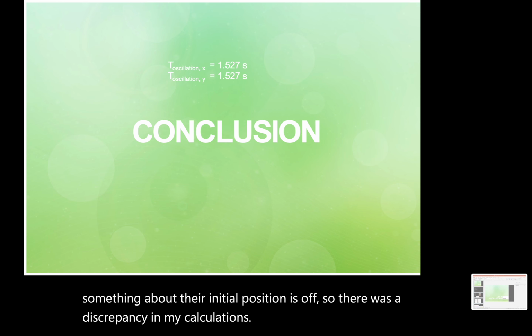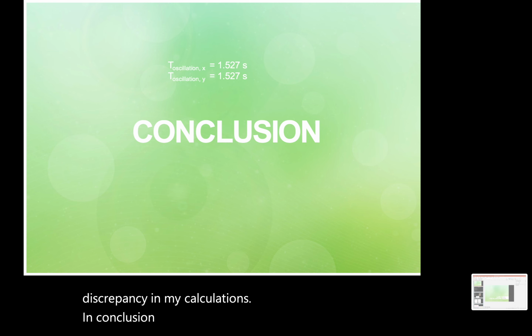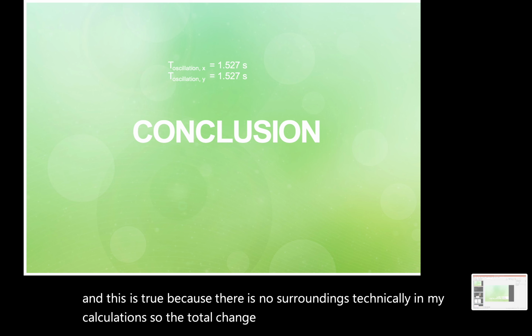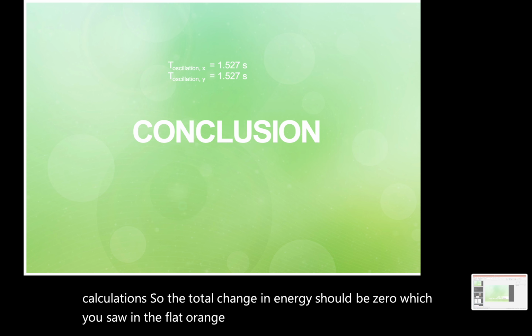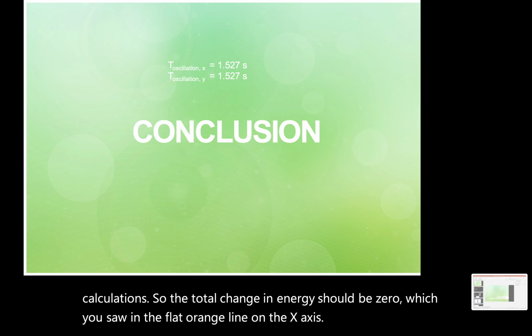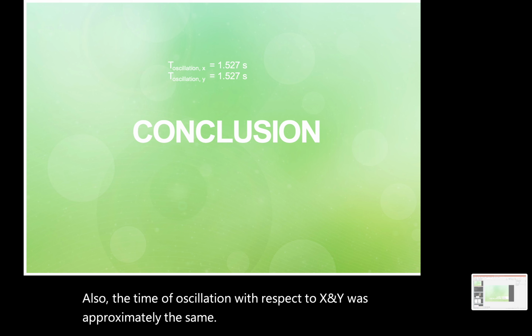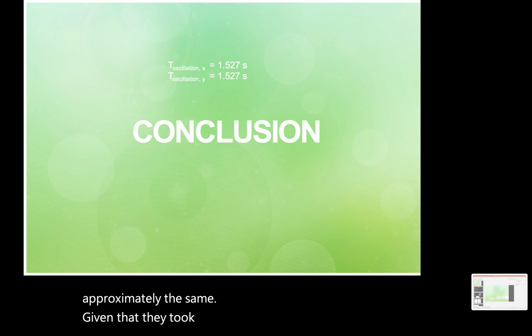In conclusion, the graph or model does satisfy the energy principle. And this is true because there is no surroundings technically in my calculations. So the total change in energy should be zero, which you saw in the flat orange line on the x-axis. Also, the time of oscillation with respect to x and y was approximately the same, given that they took very similar trajectories. That's the end of my presentation.